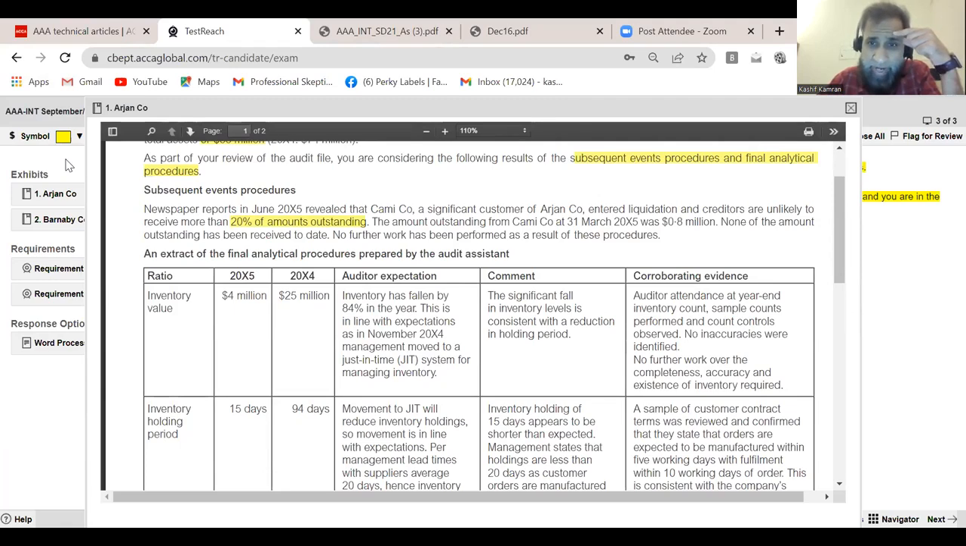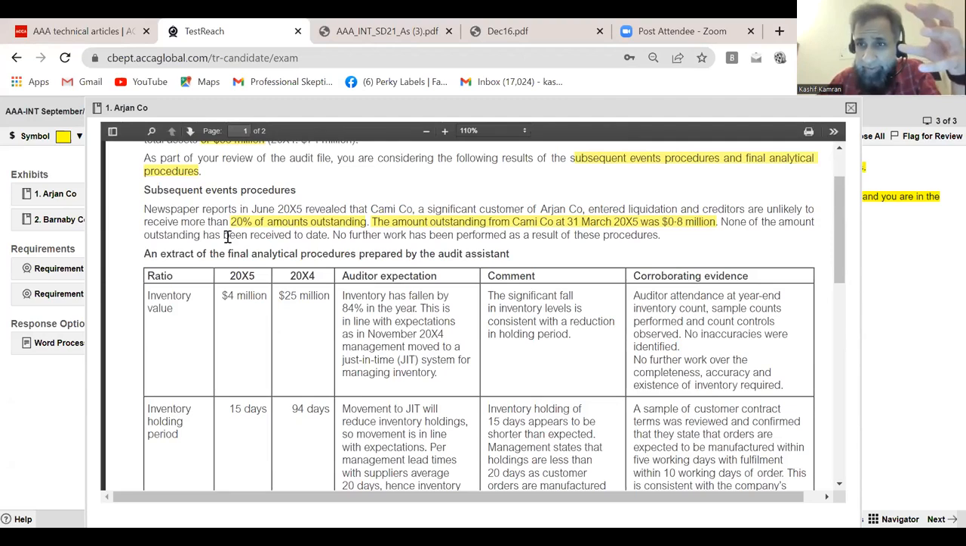The amount outstanding from Chemi at the 31st of March is 0.8 million. So what is the amount outstanding? 0.8 million. And out of that, how much will be received? 0.16 million, right? None of the amount outstanding has been received to date. No further work has been performed as a result of these procedures. It's quite obvious. You've done a big blunder here.